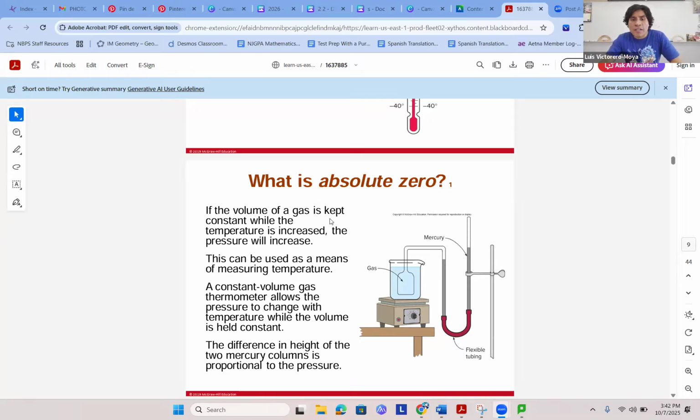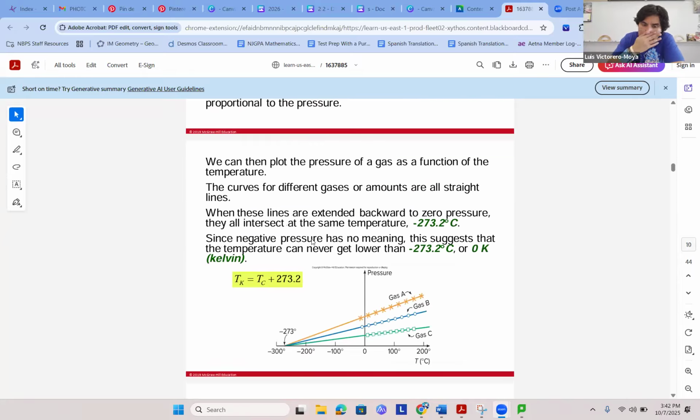And now, how do we find the absolute zero? By using the linear function of pressure and temperature, as you see in that graph. And we see that the absolute zero is reached when the temperature scale reaches negative 273.2 Celsius. That is the temperature of the absolute zero, which we know as 0 Kelvin. You see, in science, the temperature scale that we use the most is Kelvin.